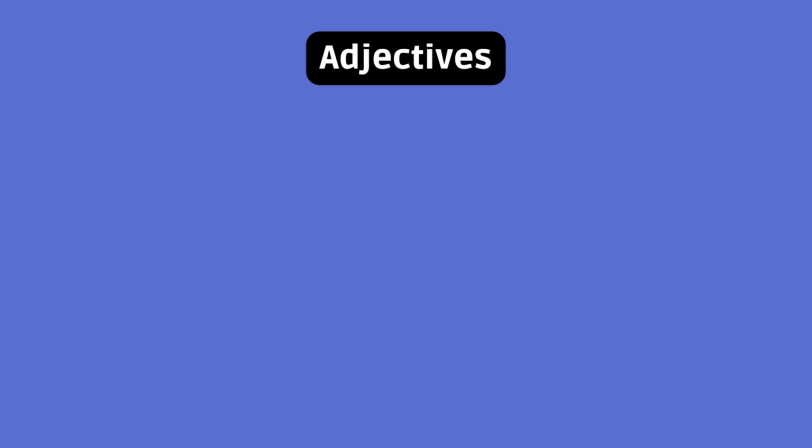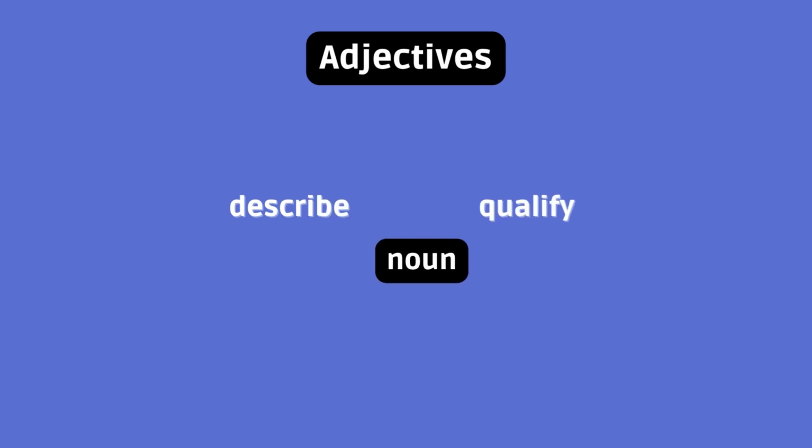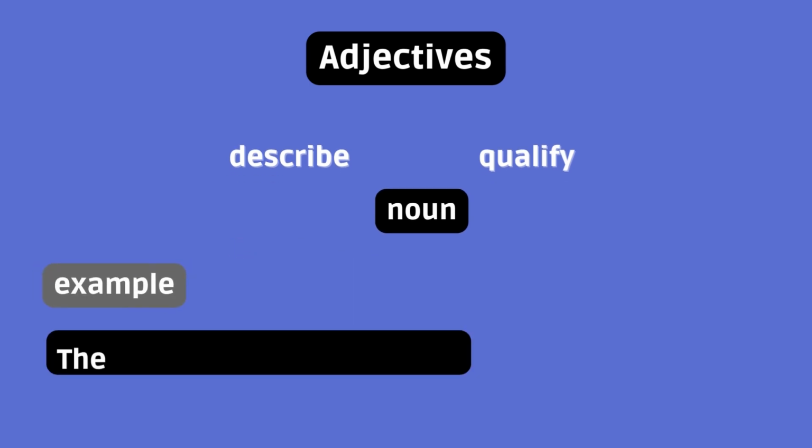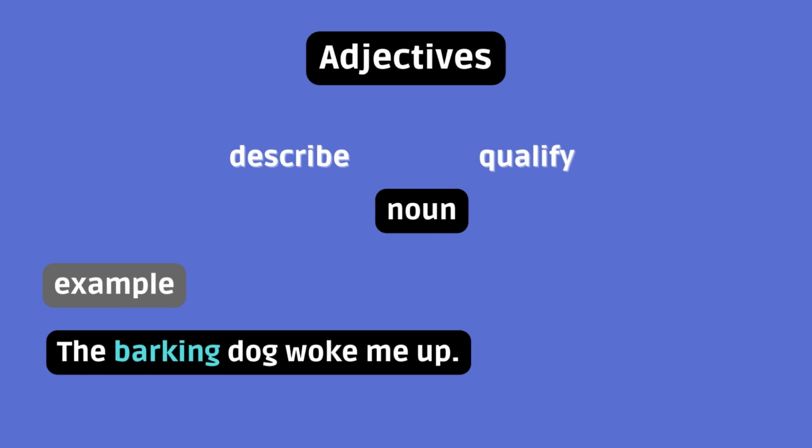Adjectives. Present participles can also act as adjectives. So they look like verbs, but when they're adjectives, they describe or qualify a noun. When it's a verb, it's attached to an auxiliary. Remember, right? Well, when it's an adjective, it's usually placed before a noun. Example: the barking dog woke me up.